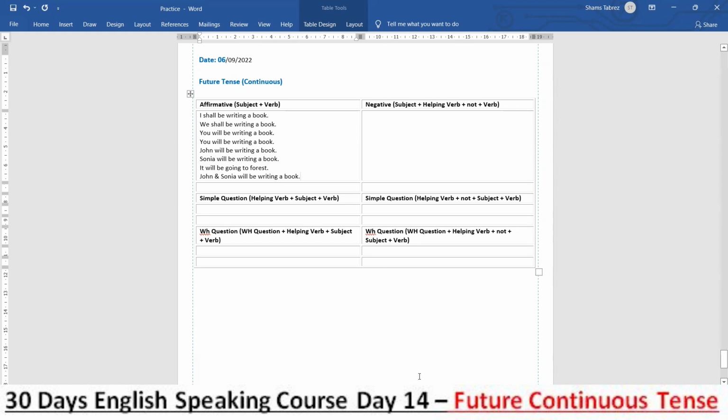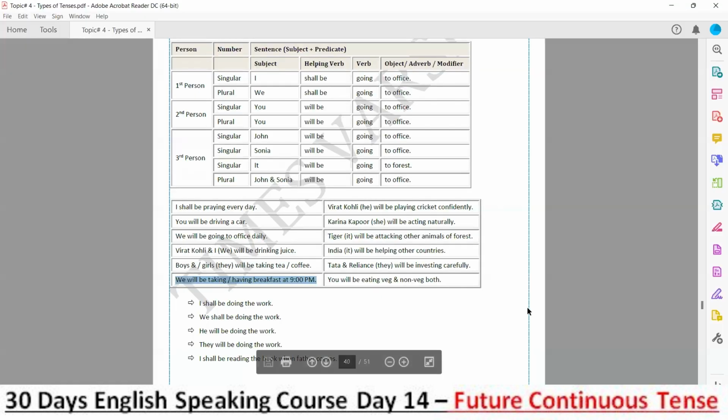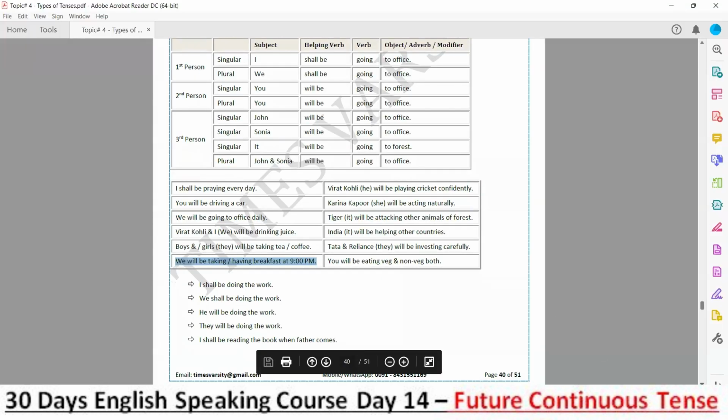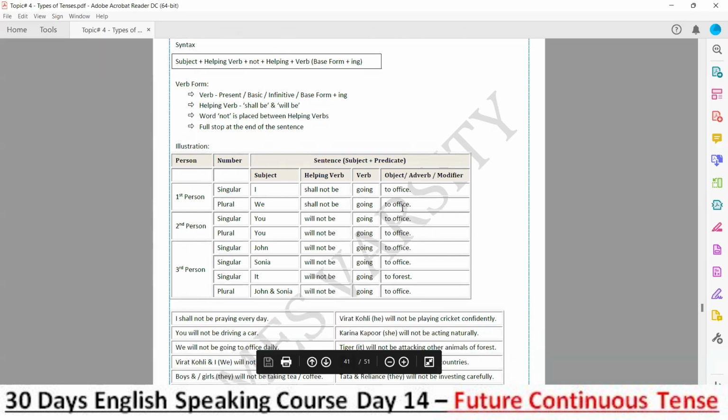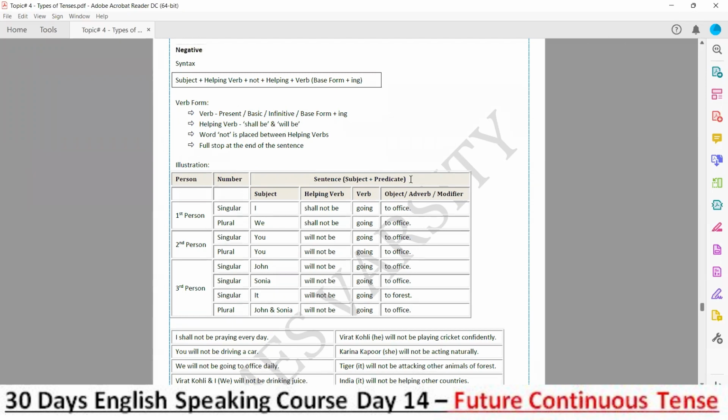Perfect. So this is about the affirmative sentence. Now let's make negative. As we know, for all negatives, if we are using two helping verbs, the negative word is added between these two helping verbs, then it becomes negative. So to make an affirmative sentence negative, we just need to add the word not between these two helping verbs.